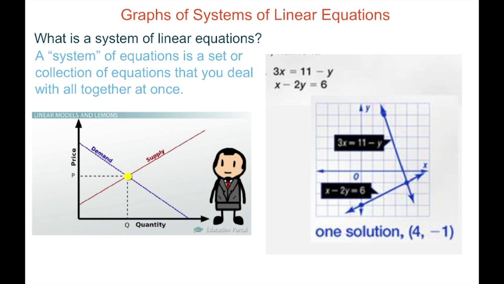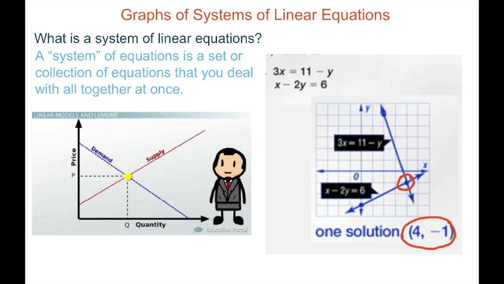For example, if you look at this graph here to the right, you will see the two lines intersect at this point right here. The ordered pair of that point is (4, -1). So the solution to this system is (4, -1).